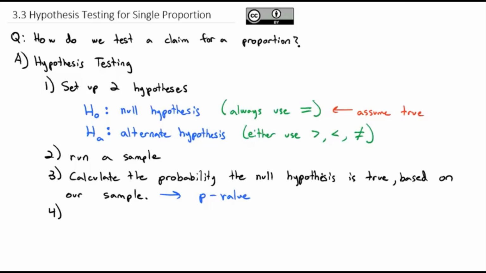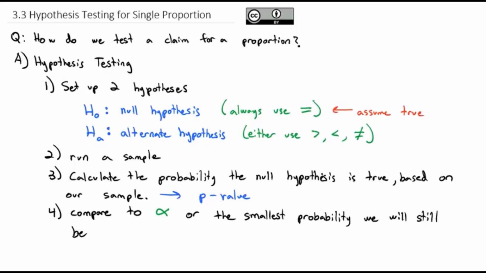Once we know that probability, we will compare it to the all-important alpha, or the smallest probability that we will still believe the null hypothesis is true.